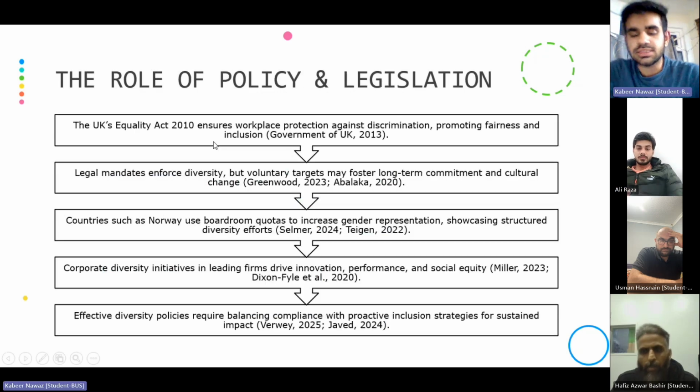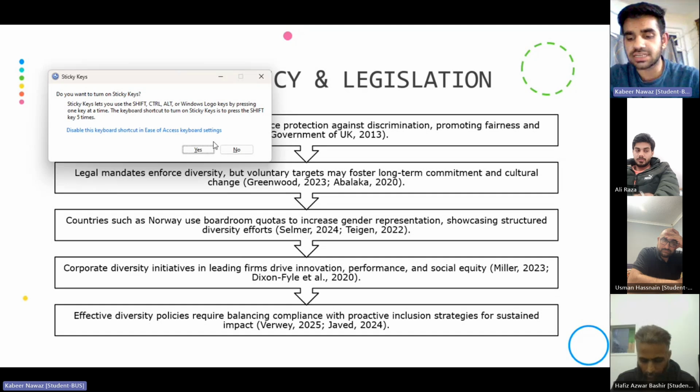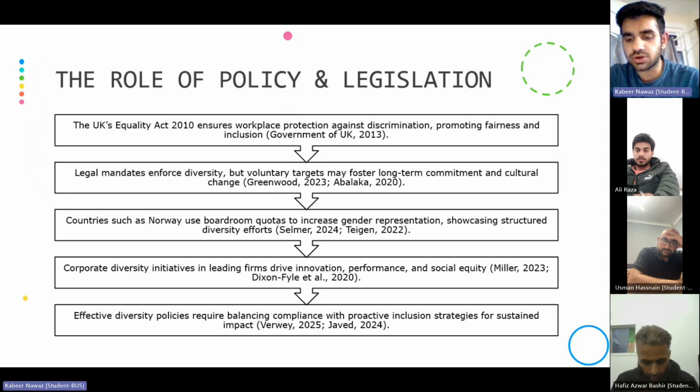Hi. This slide shows the role of policy and legislation. This slide explains how policy and legislation shape diversity and inclusion. It began with the foundation of the UK's Equality Act 2010, which provides legal protection against discrimination and ensures fair treatment across all employee levels. However, there is an ongoing debate about whether voluntary diversity goals might be more effective in creating lasting cultural change.